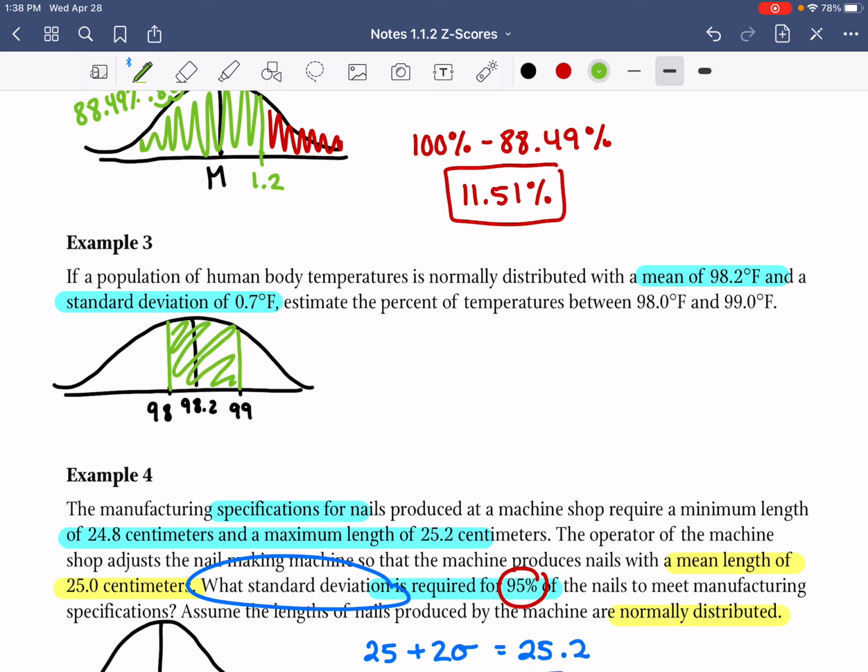Well, these numbers are not -1 and +1 standard deviation, so we cannot use the empirical rule that we used before. Instead, what we have to do is find 2 different Z-scores. So I'm going to find my first Z-score. I'm going to call it Z1, and I'm going to use the number 98. So remember, the way you find your Z-scores, you subtract your data minus the mean, which was 98.2, divided by the standard deviation, which is given right here, of 0.7.